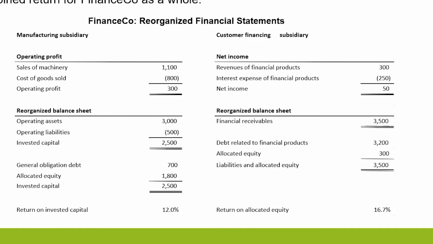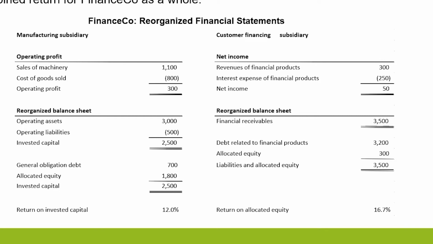I have revenue from financial products. That's my lease interest. That's what I'm getting from my customers. I have interest expense. This is the interest I'm paying on what I borrowed from banks or bondholders. Then my net income is that hopefully I'm charging my customers a higher rate of interest than I'm paying my own bondholders. And I'm charging them $50 million extra.